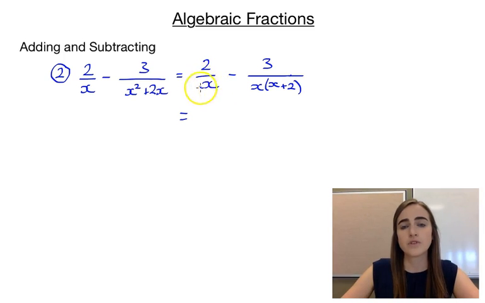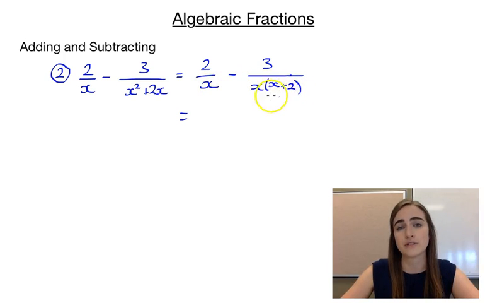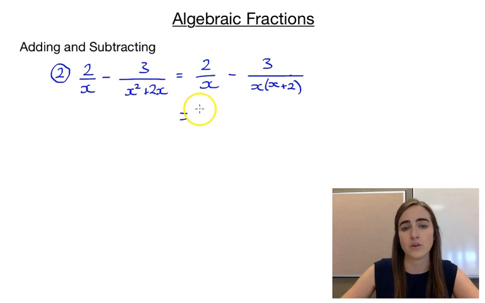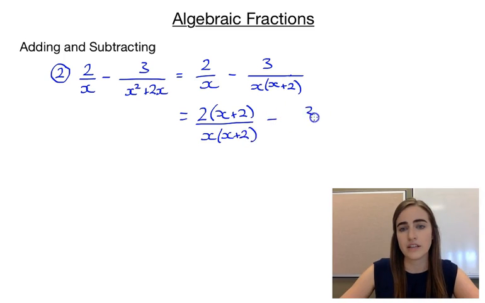So we can turn this denominator of the first fraction into an x outside of x plus 2 if we multiply it by that x plus 2 that's in brackets there. And if we do that to the bottom, we have to do the same thing to the top. So we're going to have 2 outside of x plus 2 over x outside of x plus 2, minus 3 over x outside of x plus 2.